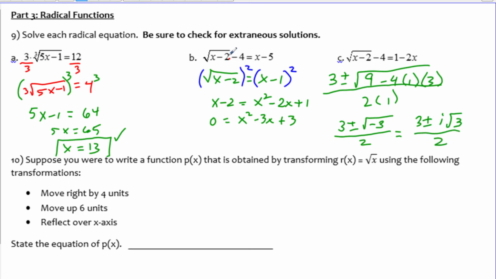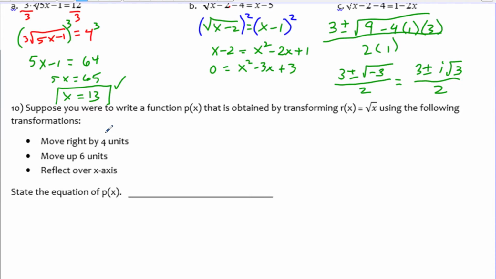Obviously, if you go and plug those back in, the left-hand side and the right-hand side are not going to work out because we have i in our problem. But we can get an i solution. We'll just say, for our purposes, no real number solutions to our problem. And that's okay. That's going to happen sometimes when we try to solve problems that look like this. Okay, so let's take a look at problem number 10.